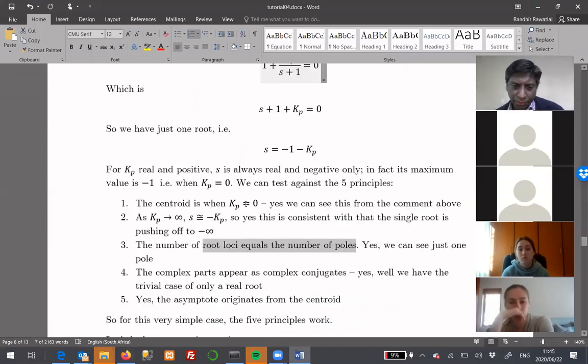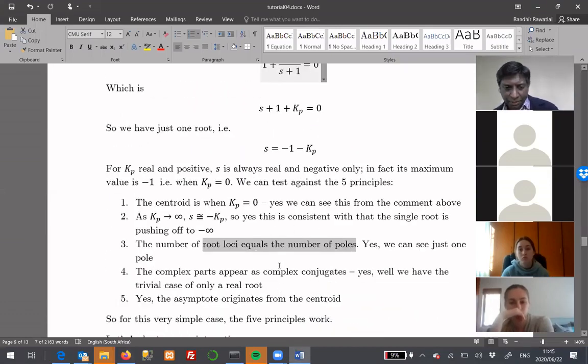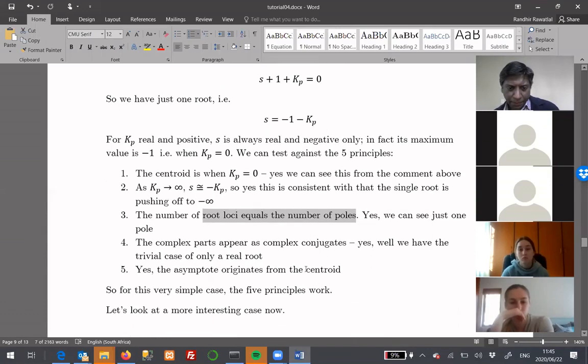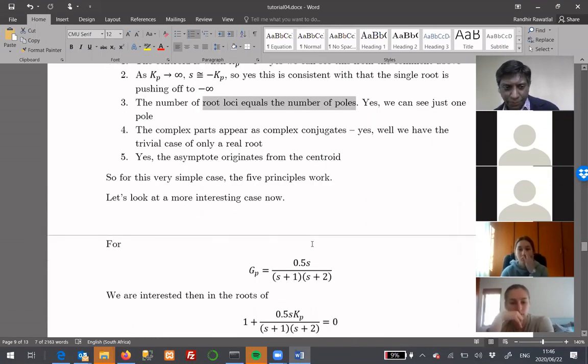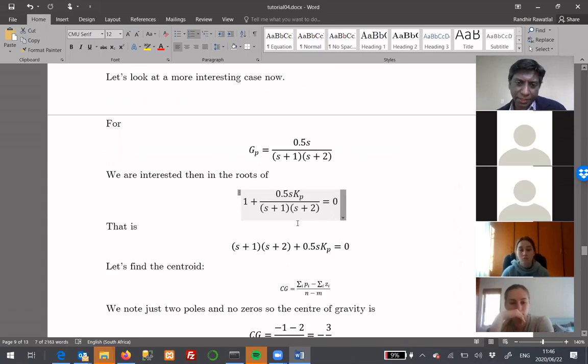So that agrees with these principles. Yeah, so this case is kind of too easy. Let's take a more interesting case here.